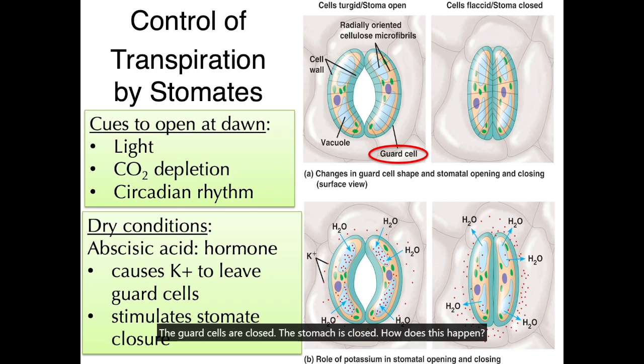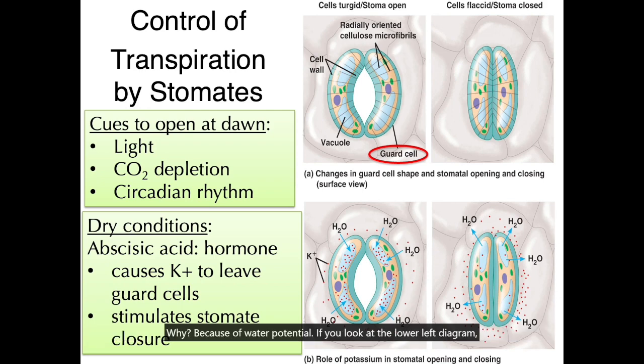How does this happen? Well, under dry conditions, a hormone called abscisic acid is used, and this causes potassium to leave the guard cells. Abscisic acid causes potassium to leave the guard cells. And so this results in the stomate's closure. Why? Because of water potential.